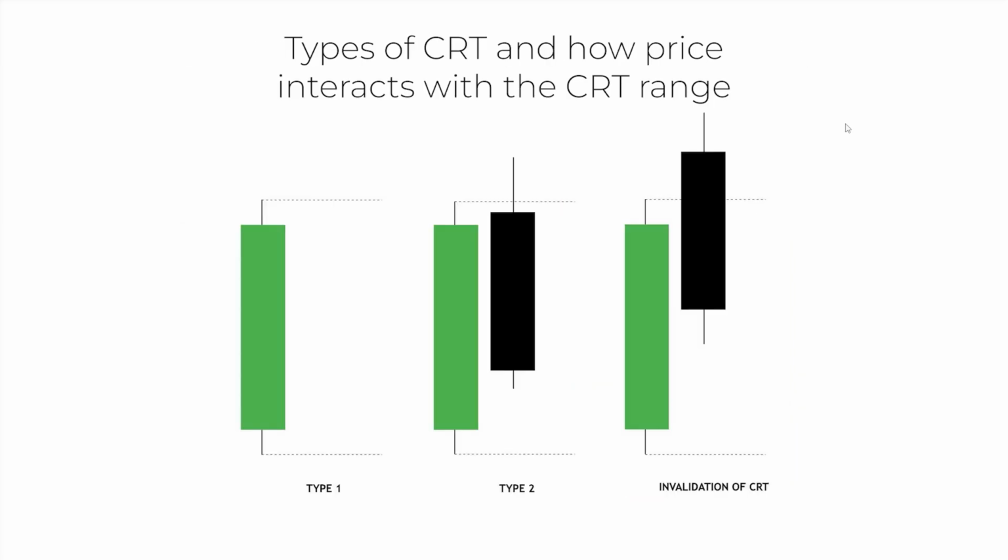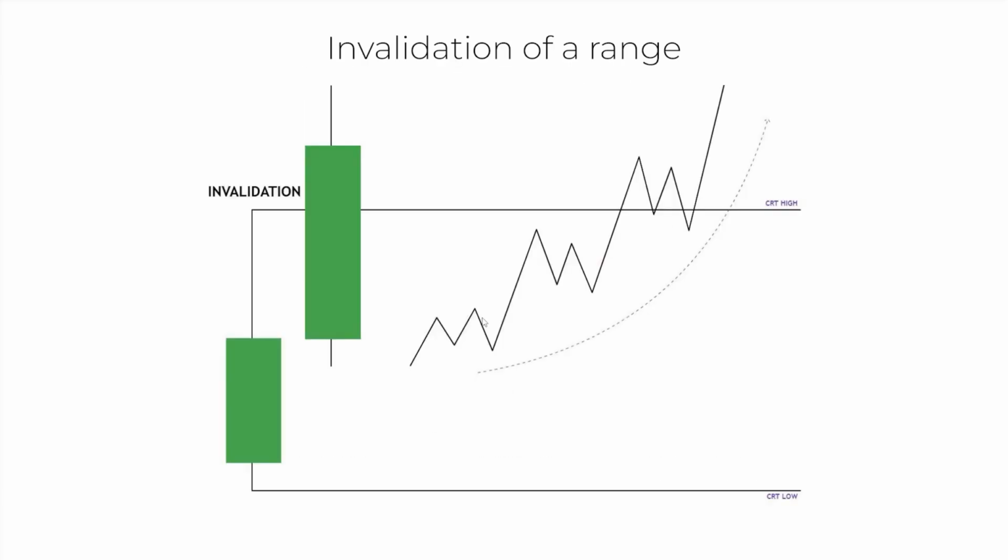Now, let's discuss the third possible scenario of the formation of the CRT range, namely its invalidation. Why is this important? Since we are looking for high probability moves and aim to grow and protect our capital, we are only interested in ranges that are more likely to play out as expected. Therefore, let's examine the situations in which a range should not be considered for trading. In such cases, we either skip that range or even skip the entire trading day.